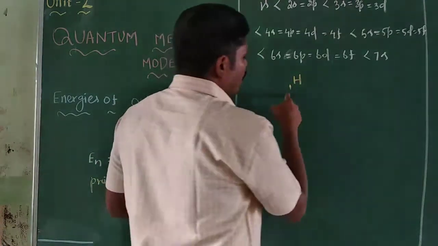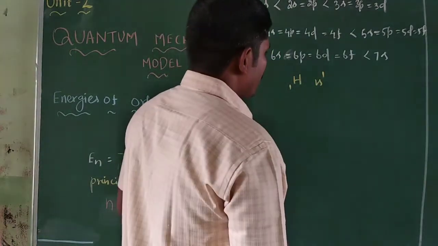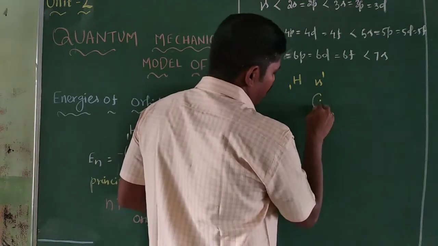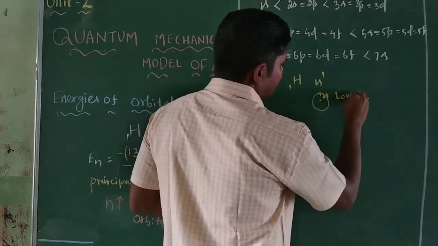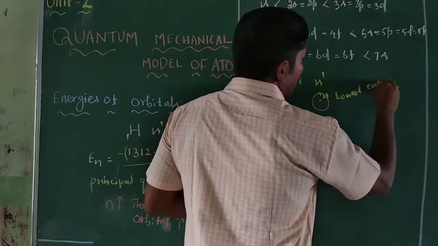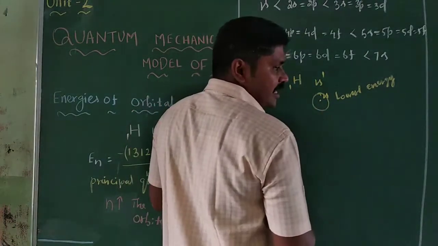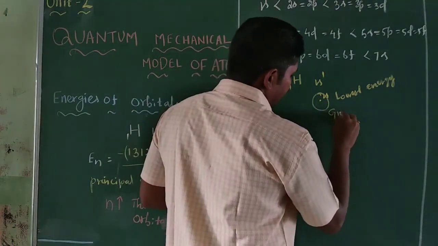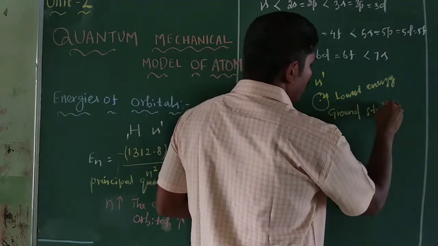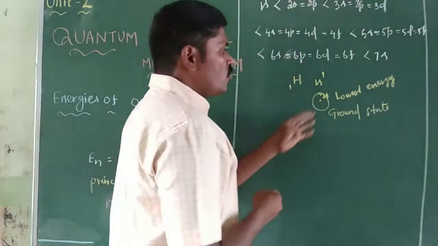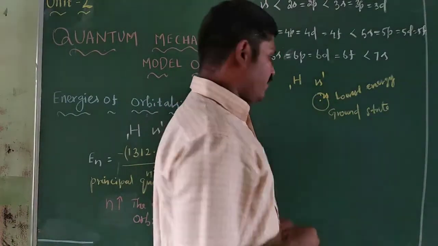The electron in the hydrogen atom occupies the 1s orbital. The 1s orbital is the lowest energy. This energy level is called the ground state energy level, the lowest energy level.